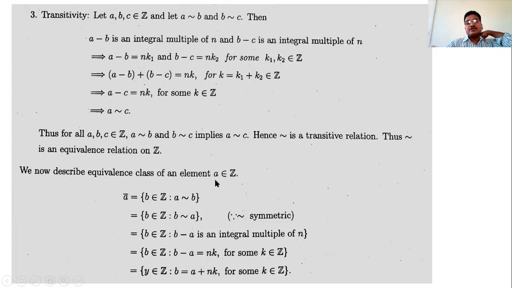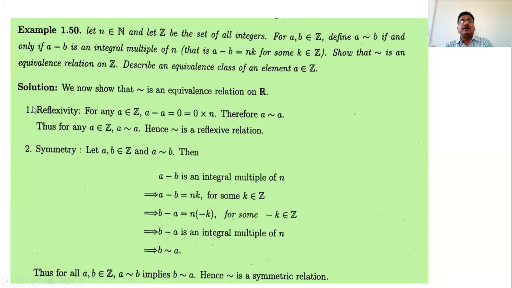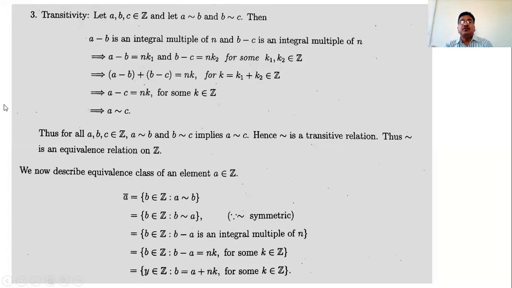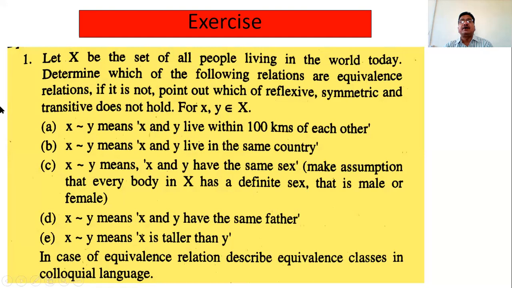Then we have to find the equivalence class. Take any element a from Z. The equivalence class consists of all b from Z such that b is related to a. But b related to a means b minus a is a multiple of n, that is, b minus a is equal to nk for some k belongs to Z, so b is equal to a plus nk. If instead of n we take 2, then a minus b is an integral multiple of 2, that is, a minus b is an even integer. All these examples are the same. Instead of n, we can take a particular number like 2, 3, 4, 5.